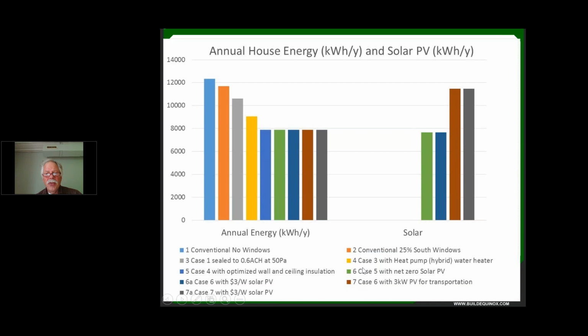The final case, case 7, if we add another 3,000 watts to the 6,000 watt system, 3,000 watts results in enough additional energy that we're going to be able to drive about 12,000 miles a year in an electric vehicle. That takes us up to this level of energy, so we're a zero-plus house, now providing a large fraction of our transportation. And then this case is, again, $3 per watt solar versus $4.50 per watt solar. And we'll explore what that means as far as the technology.